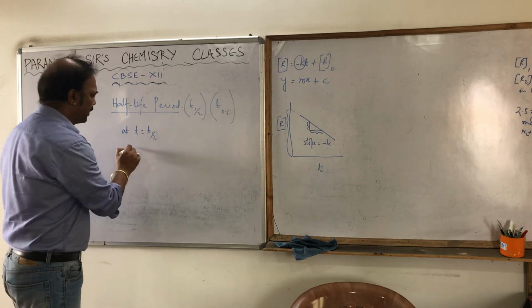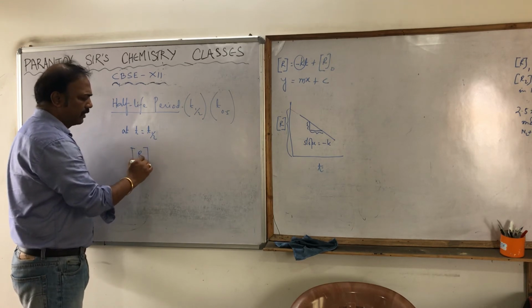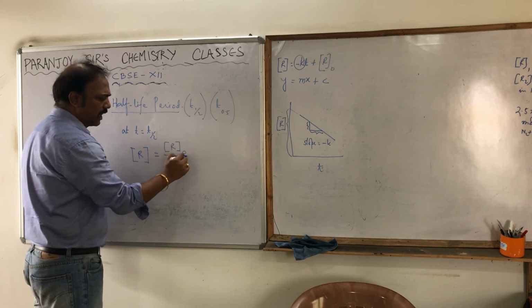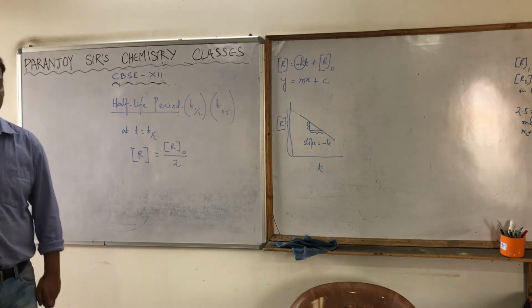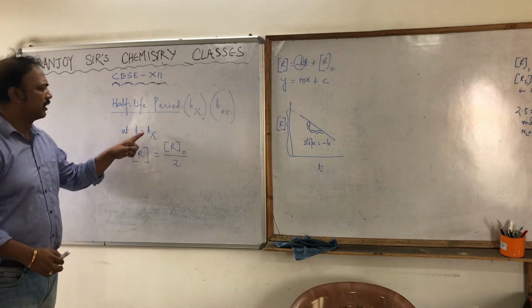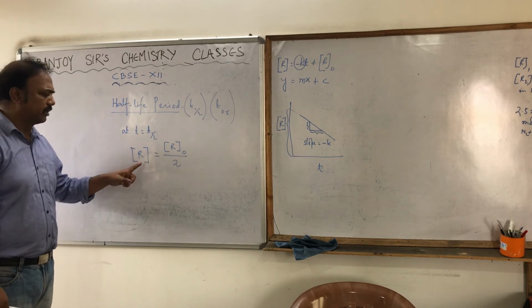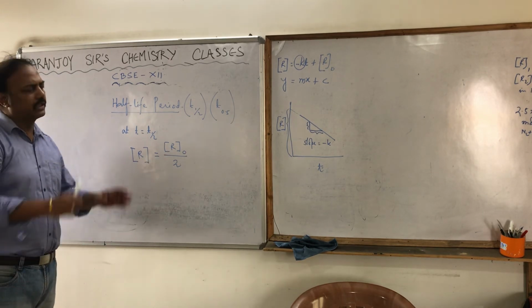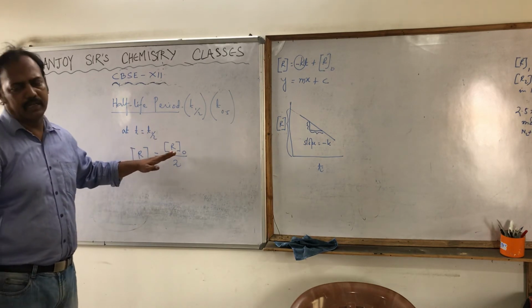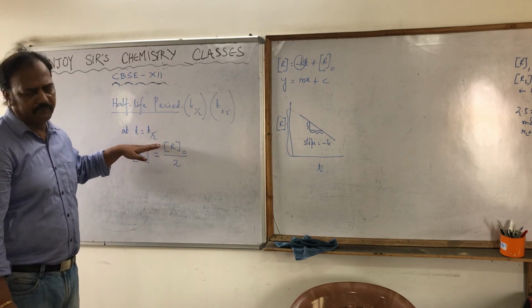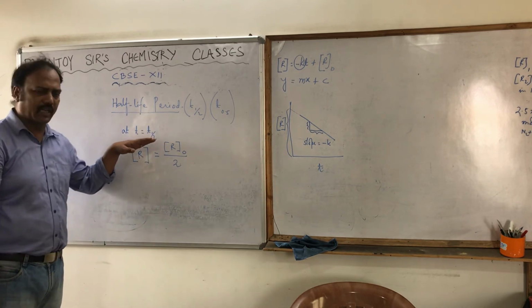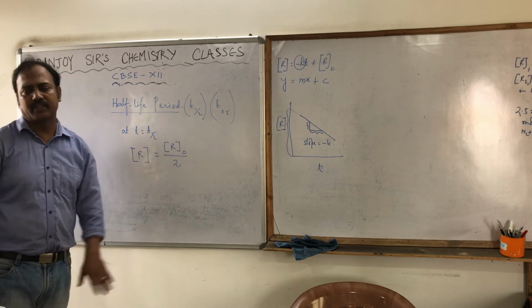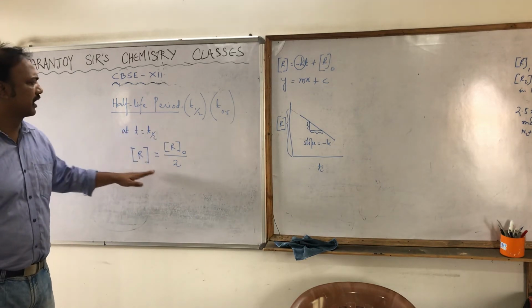the concentration of the reactant will be equal to [R]0, that is the initial concentration of the reactant, divided by 2. Is that the definition of half-life period? It's nothing but the time required when the concentration of the reactant becomes half of its initial concentration. Whatever I said, I just wrote mathematically: at t equals T half, the concentration of the reactant becomes half of its initial concentration.